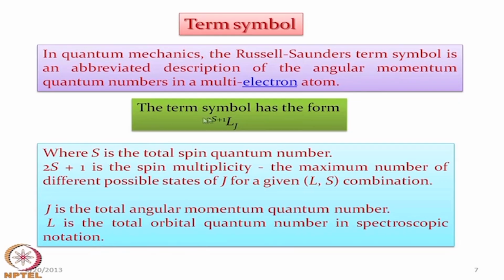So, if we have S value equal to 1, the corresponding multiplicity would be 2 into 1 plus 1, so 2 plus 1 is equal to 3. So, that means it will be 3, and then we have the corresponding value for L, which is 0 for S, 1 for P, 2 for D and 3 for F. So, we can have either a 3D term or a 3F term.